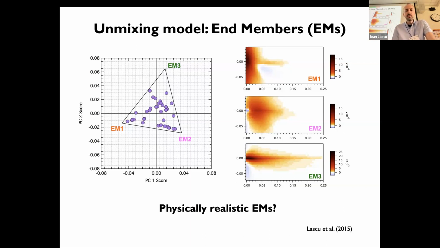So what I'm showing you right now is basically the original paper that we published in 2015, in which one of the problems that we left for the future was how to actually choose these end members in a way that they are physically realistic. Of course, you can move away from the data and choose end members that are farther away, but you have to have some kind of other information for that.